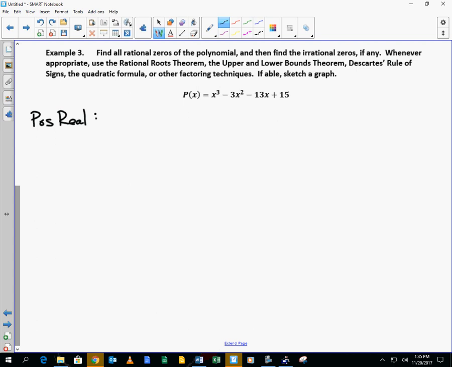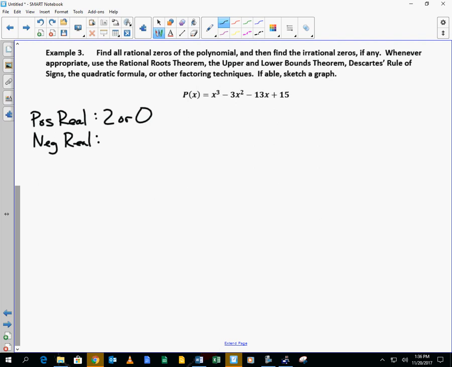Anybody? One sign change, two sign changes. So 2 or 0. You always subtract by a factor of 2. You would stop at 1 or 0. You never go below. Correct. Yes. So there'd be 4, 2, or 0. And we'll look at that next time.